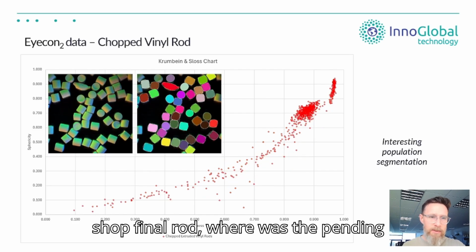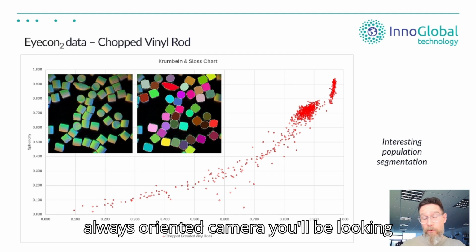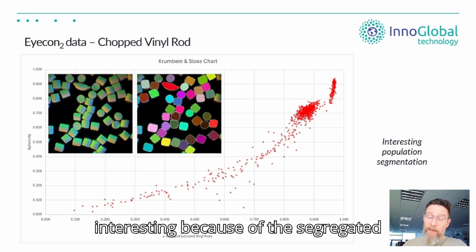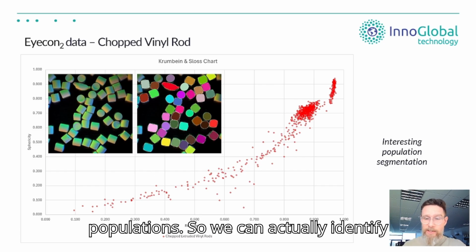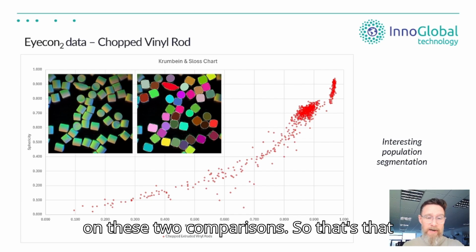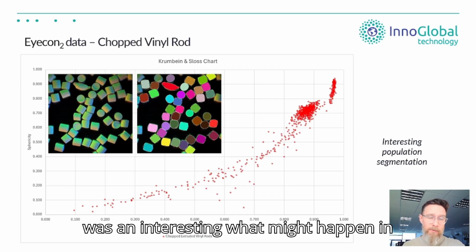The chopped vinyl rod, depending on what way it was orientated to the camera, you'll be looking at a circle or a square. This was quite interesting because of the segregated populations. So we can actually identify which ones were circles and squares based on these two comparisons. So that's what was interesting.